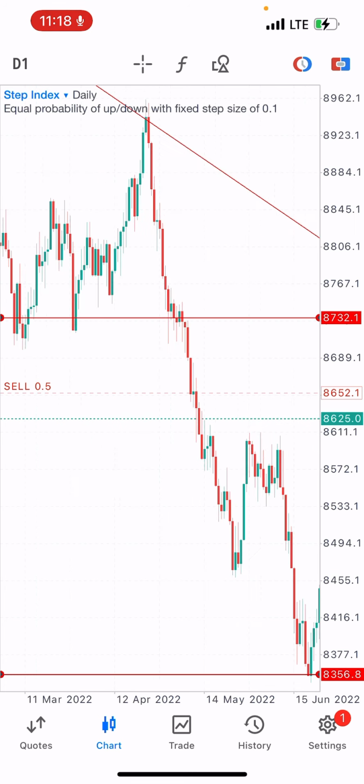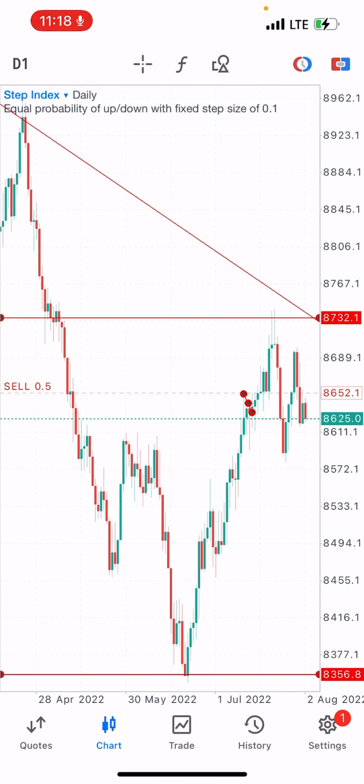Guys, this Stepindex, I really enjoy trading Stepindex. It's my favorite index. Stepindex, Crash 500 and Crash 1000, they are what I love trading. That's the index I love trading.